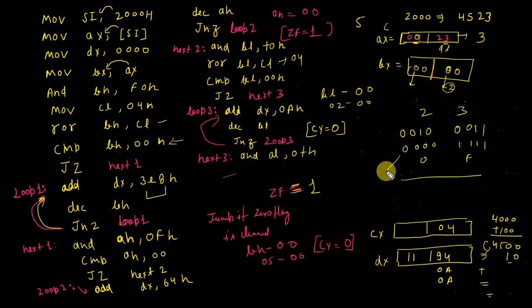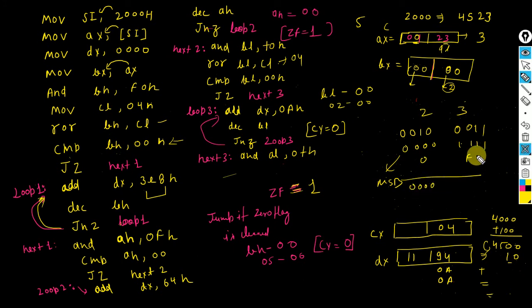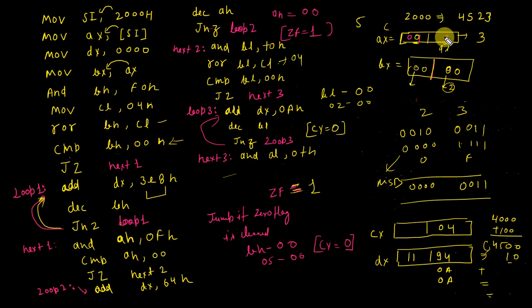Okay, here we mask the MSB, masking the MSB. This is 0. Here we get 0000 and here we get 0011. Okay, so in this case when we execute this instruction our AL content is 03. Okay, move to the next instruction.